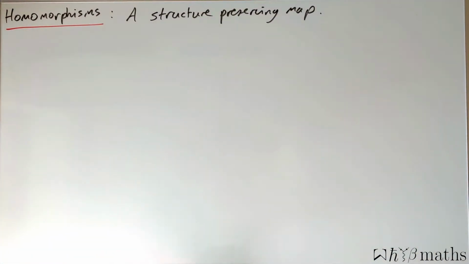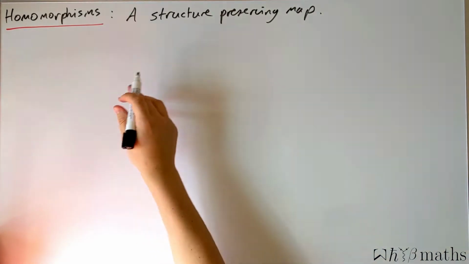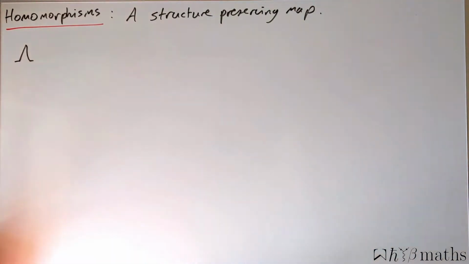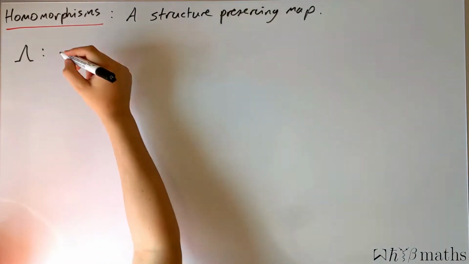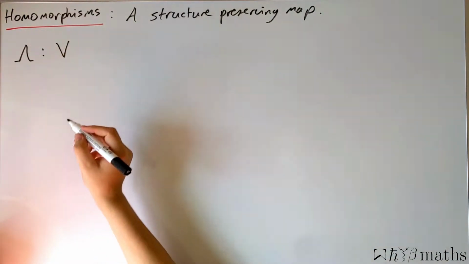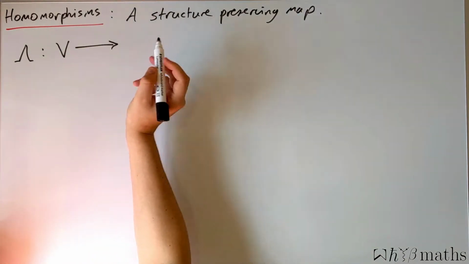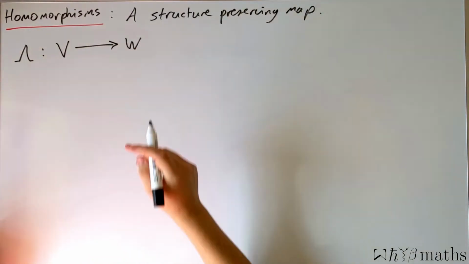Okay, so what do we mean by structure-preserving? Well, first of all, let's just remember what we mean by a map. So a map, which I'm going to call lambda, is an assignment that takes an element from one set, we're going to begin with the set V, and just maps it into elements in some other set.